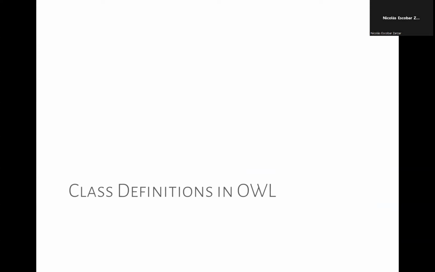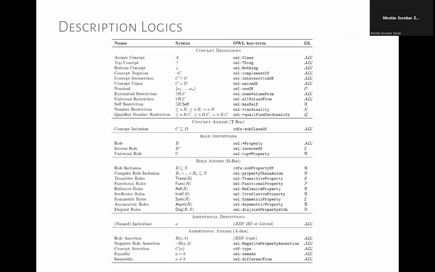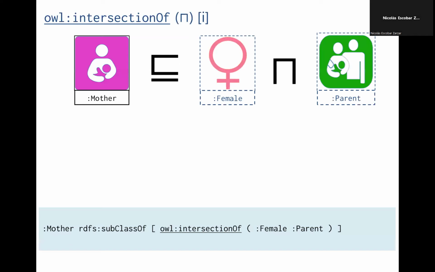Now we're getting a bit into the deep end for the last features. So we have class definitions in OWL. Here I'm going to start to use some of these symbols. I've left it here for reference, but I will explain them as we go through them. So the core idea of class definitions is we can define new classes based on properties and other classes and so forth.